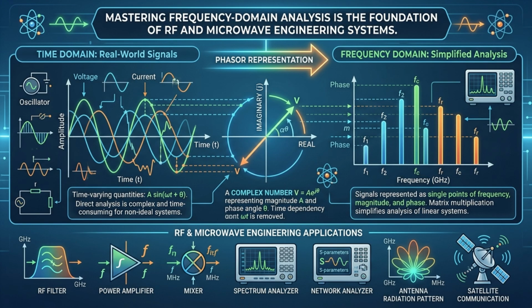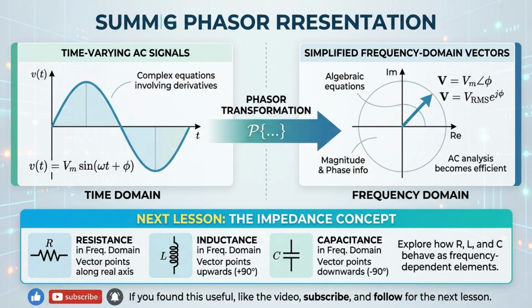Understanding phasor representation is a key step toward mastering frequency domain analysis, which is the foundation of all RF and microwave engineering systems. In this lesson, we learned that phasor representation converts time-varying AC signals into simplified frequency domain vectors. This transformation allows complex circuit equations to become algebraic and makes AC analysis much more efficient.